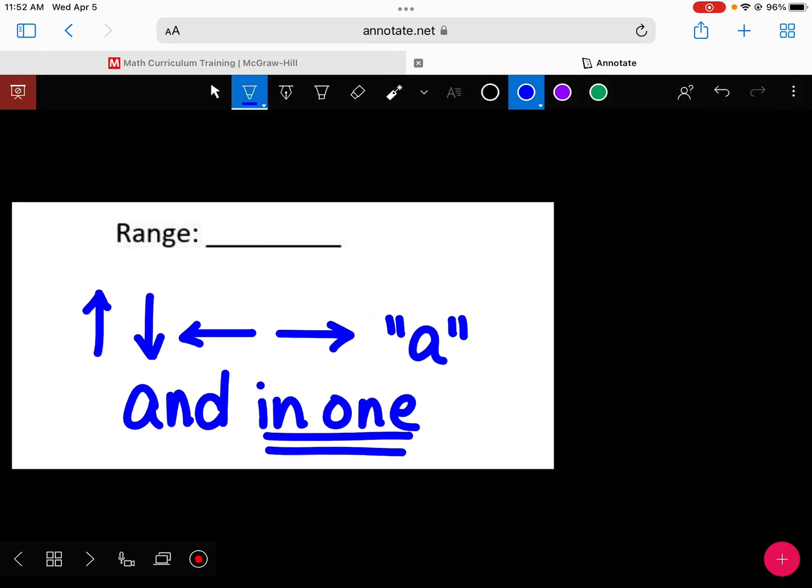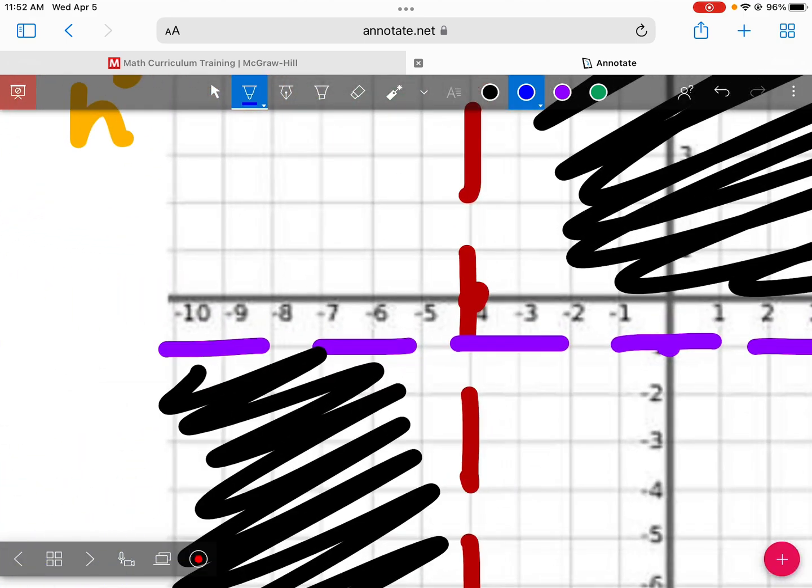Where do I start at? Where the lines cross, right here. How far do I go up? 3. 1, 2, 3. I go in 1. Is that going to be to the left or to the right? To the left. Put my point right here. Whatever our A value is, I don't worry about the negative part because I'm going all 4 directions. But it's whatever number A is.